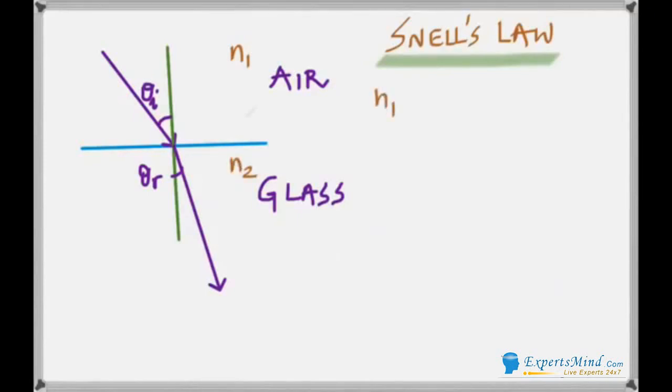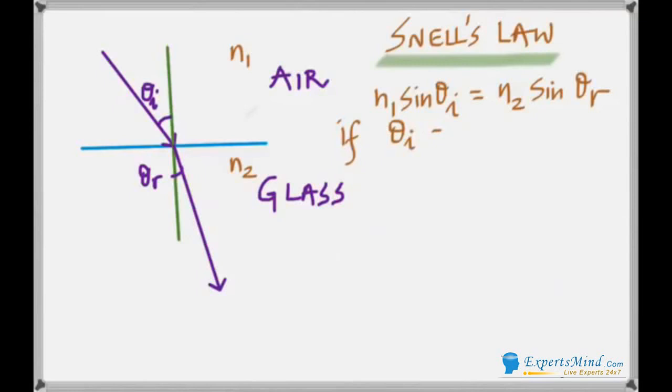I hope that doesn't matter, because it could have been NA. What's N1 in this picture? Give me the number. What's the refractive index of air with respect to air? 1. Okay. So, according to Snell's law, N1 sine theta I is equal to N2 sine theta R. Finished. But you got to be very careful.